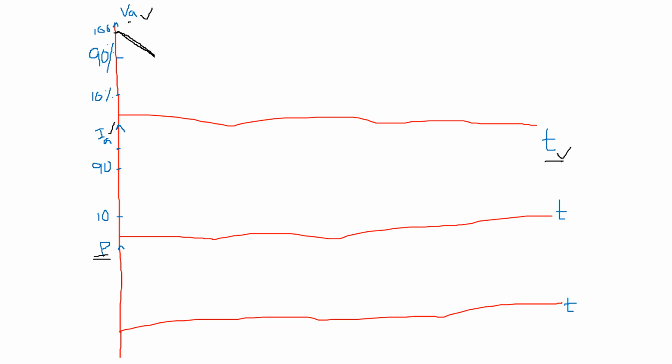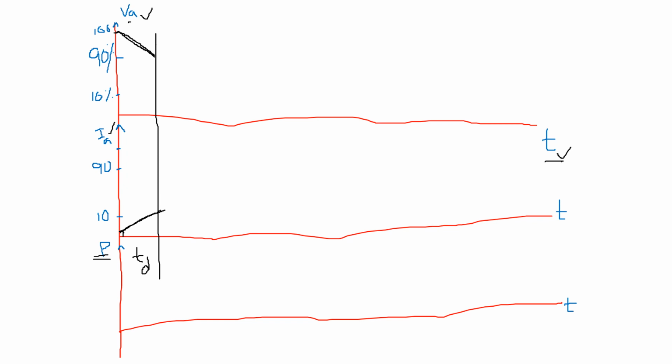Similarly, in terms of anode current, time taken by the anode current to increase from forward leakage current to 10% of IA. This is the forward leakage current, from forward leakage current to 10% of IA. So this duration is the delay time. Similarly, go for rise time and spread time.